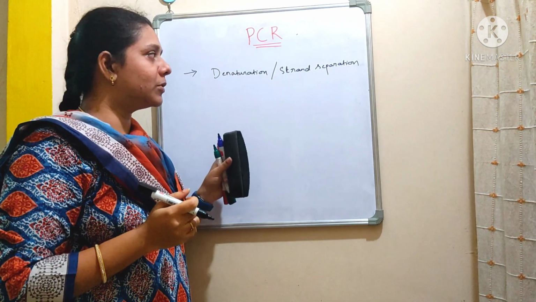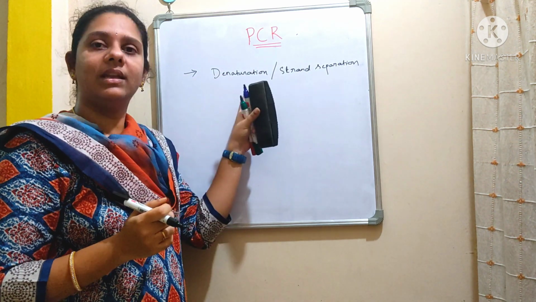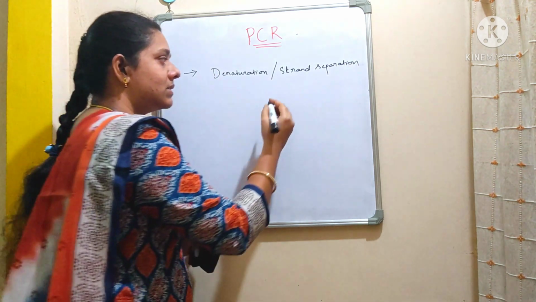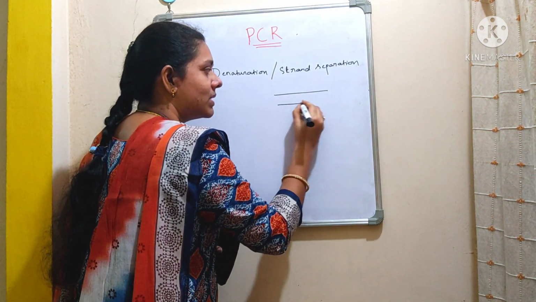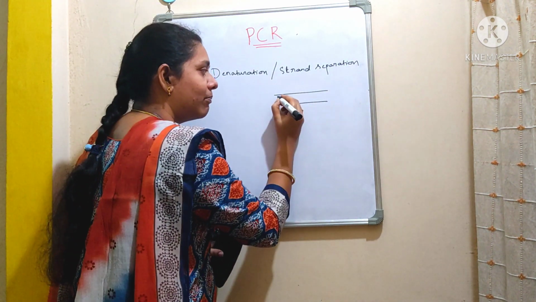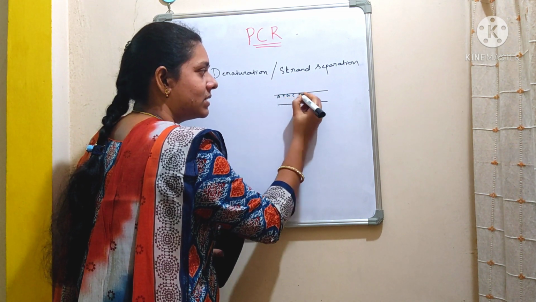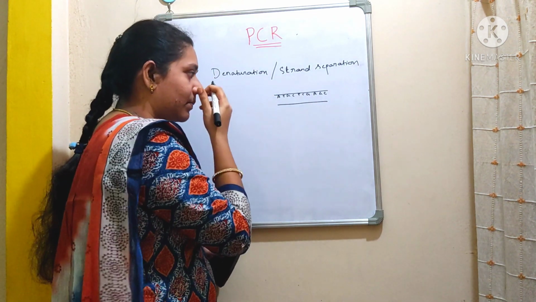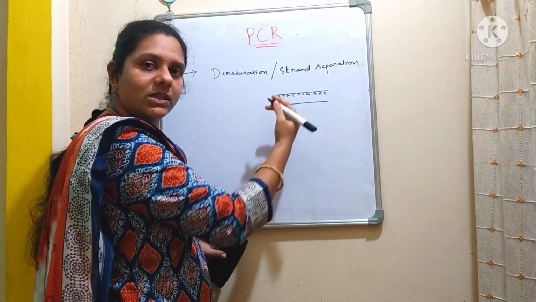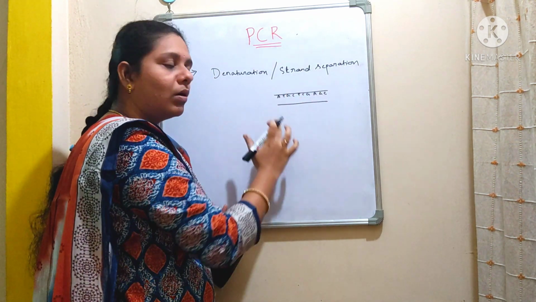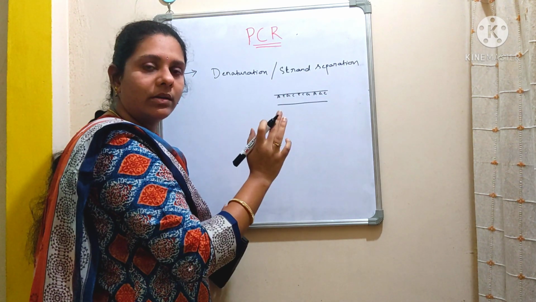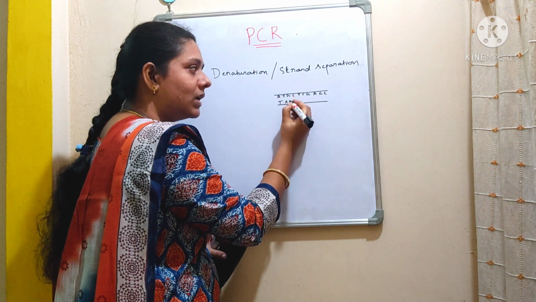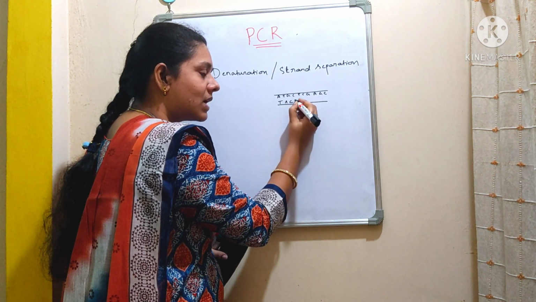The first step to carry out a PCR is denaturation. What do you mean by denaturation? See, this is your double stranded DNA. You'll have bases here, A, T, G, C, T, C, G, A, G, C, like this for example. And what will be the sequence in the opposite strand? As you all know, both strands are complementary to each other, and adenine always pairs with thymine and guanine always pairs with cytosine, right?